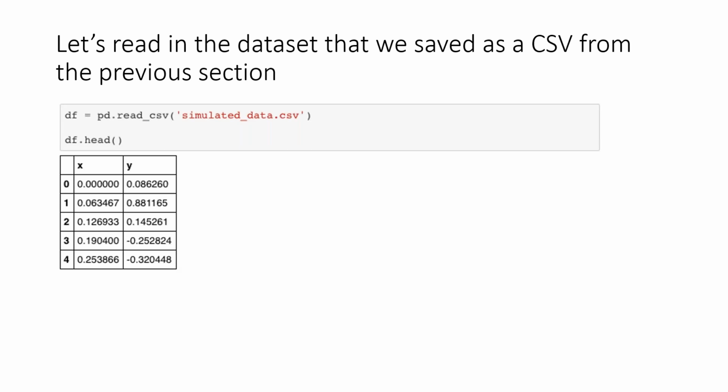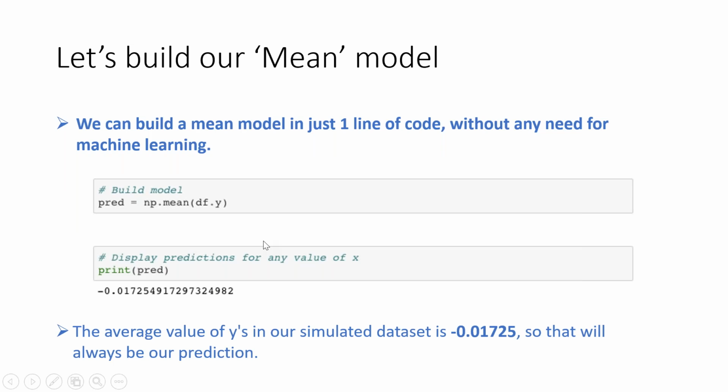Okay, so we are now having our data that we created. We can start playing with it now. That is there in a variable called df. So now let us build our mean model. Mean model is very straightforward. We don't need an algorithm. We don't even need to go to scikit-learn and import it right now, because it is a very simple thing.